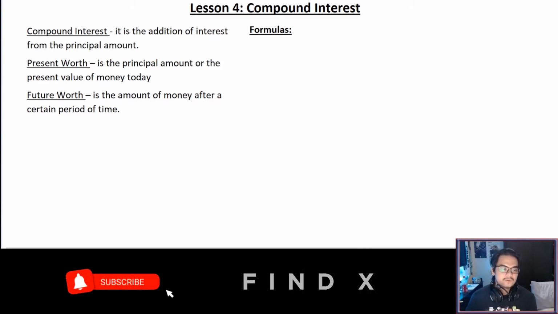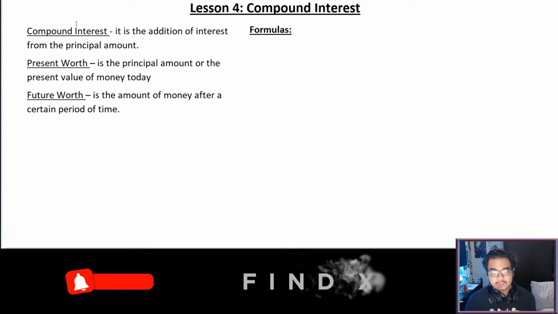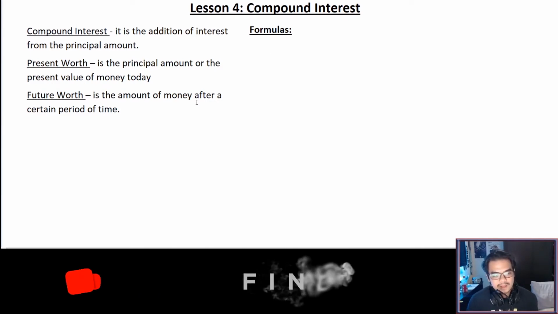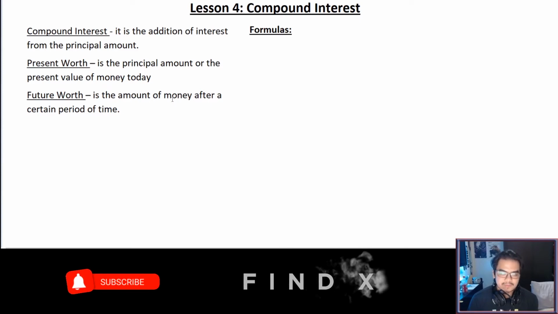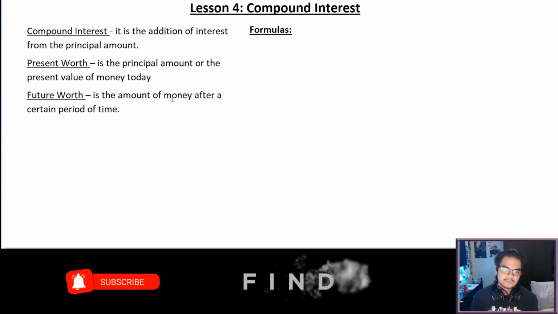Of course, we already know the present worth. It is the principal amount, or the present value of money today. Present worth and principal amount are just the same. Future worth is the amount of money after a certain period of time. Usually our keyword for future worth is accumulated. If you see the word accumulated, there's a big chance that the given is also the future worth.